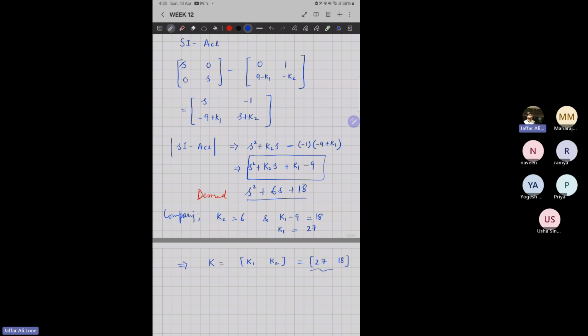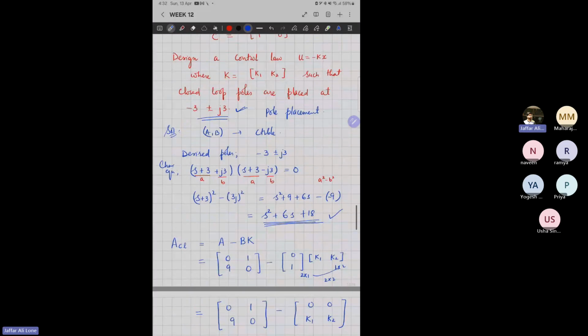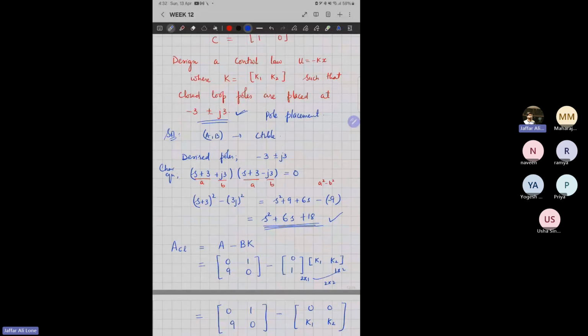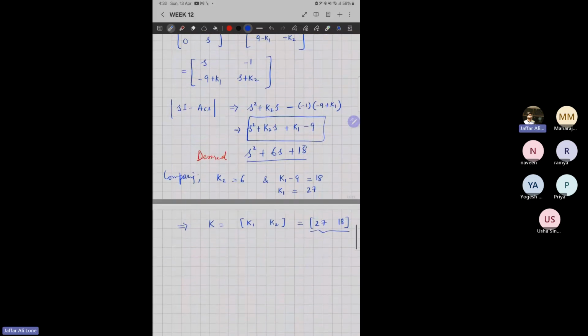So if you use K1 equal to 27 and K2 equal to 6, you should be able to place the poles at minus 3 plus minus 3J, right? So if your K1 is 27 and K2 is 6, then you should be able to place the poles at minus 3 plus minus 3J.